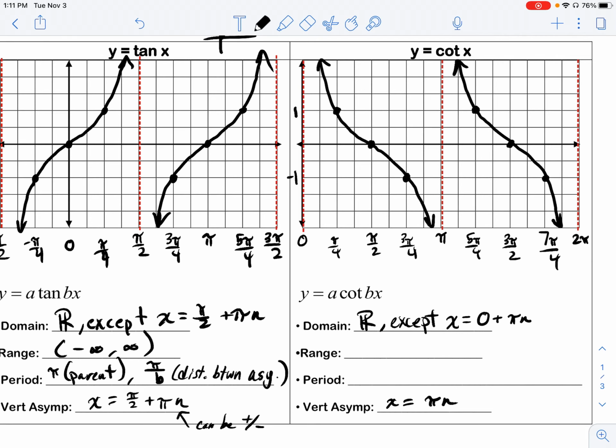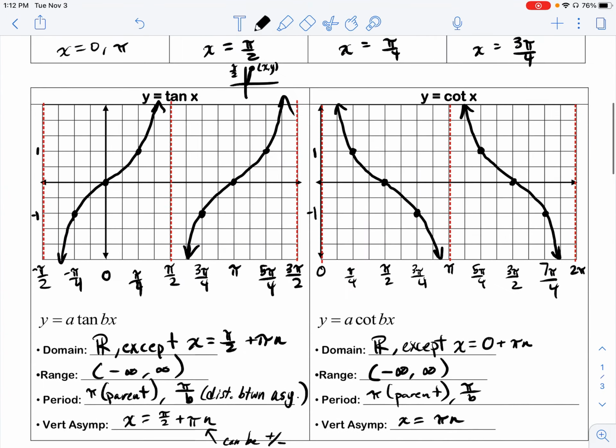Our range, again, for the same reasons that we talked about with tangent, is going to be -infinity to infinity. And our period is going to be, in this case, same thing. It's going to be pi for the parent function. And for every other transformation, we're looking at pi over b.